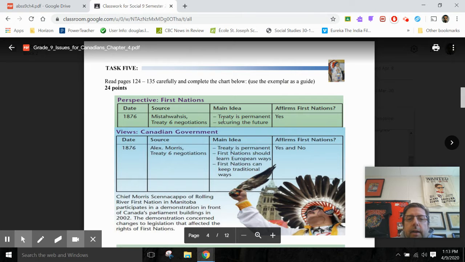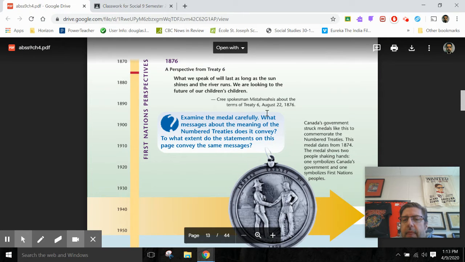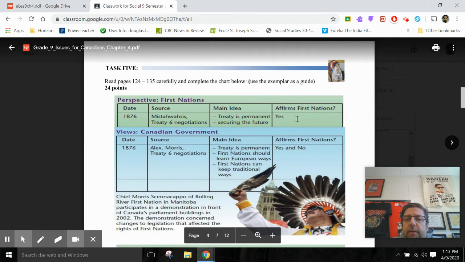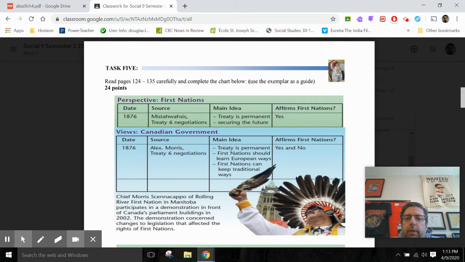Then you need to identify what's the main idea of that source. Treaty is permanent, secure in the future. And you would get that from reading that source, that time period, etc. And then you need to identify, does this affirm or support the First Nations people? And they would say yes.